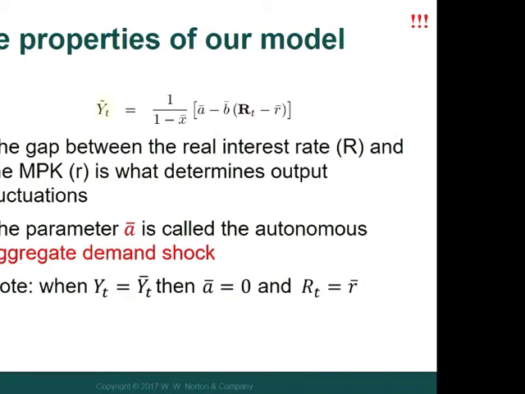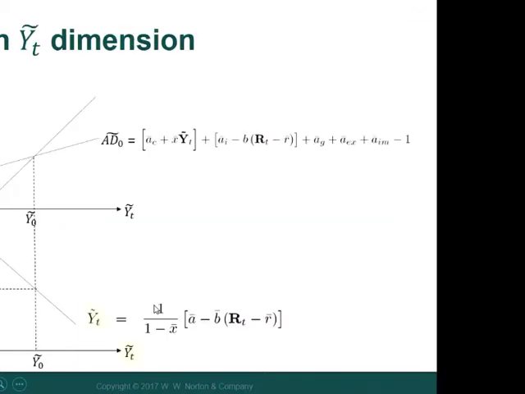Good. I think this is pretty much everything that I said. A, autonomous aggregate demand shock. So if there's no shock, then A hat is simply 0. Good, we got that covered.